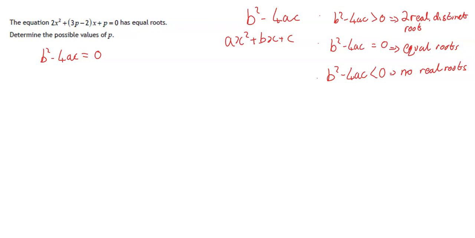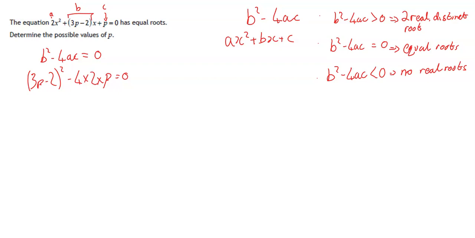Now I identify the a, the b, and the c, plug them in, jiggle it about, and let's see what we get. So looking at the quadratic, I can say that the a is equal to 2, the b is equal to the whole coefficient of the x, which is 3p minus 2, and the c is equal to the constant at the end, which in this case is p. So if I take all of that and plug it in, what I essentially get is (3p minus 2) squared minus 4 times 2 times p equals 0. So I've essentially got a quadratic equation here which I need to solve in order to determine the value, or values in this case possibly, of p.